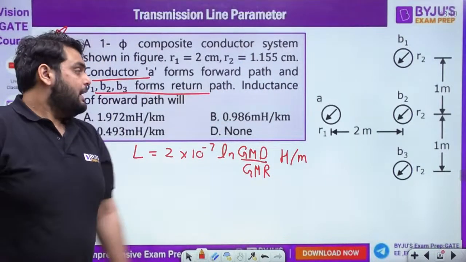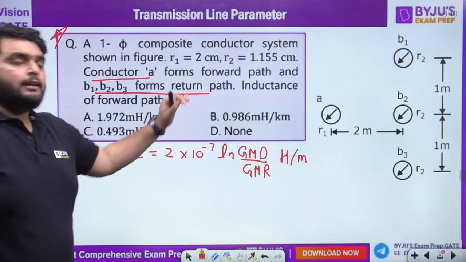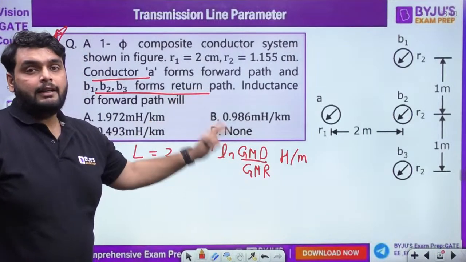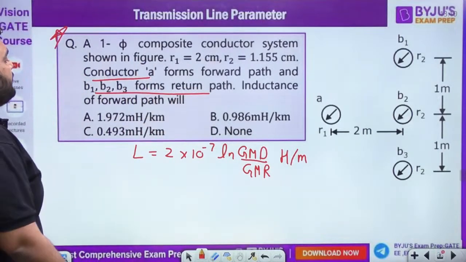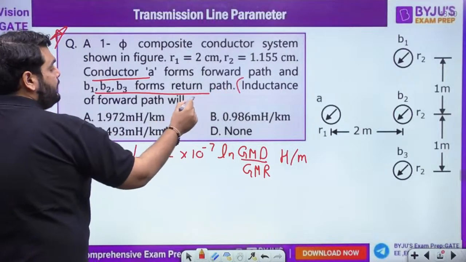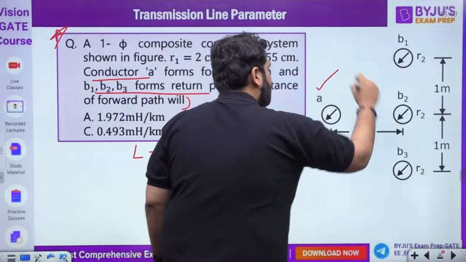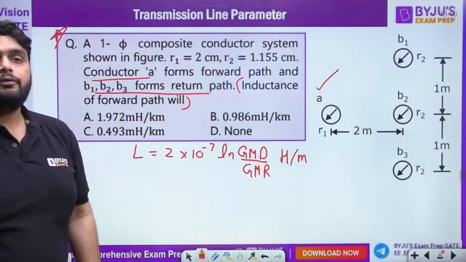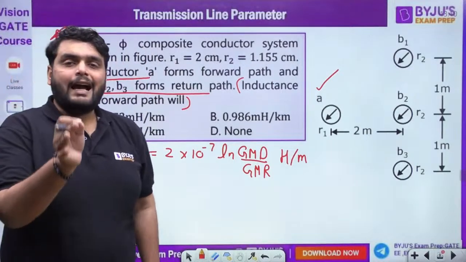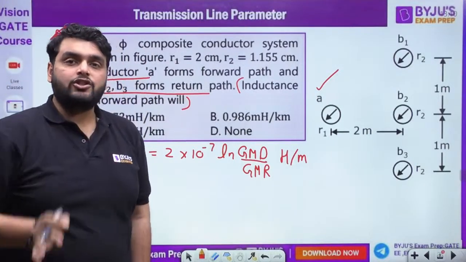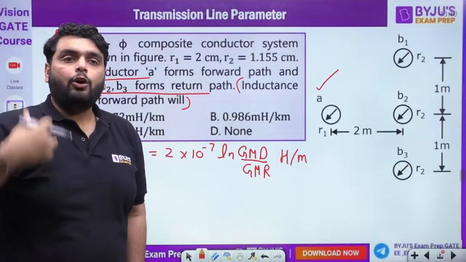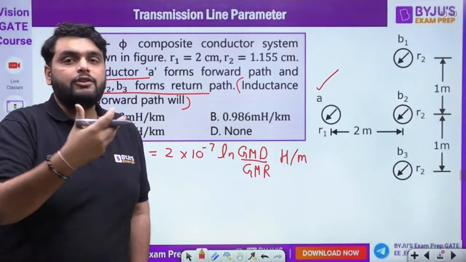Very important. ठीक है, अब देखो इसको फाइंड करने के लिए we need to find out GMD and GMR. But read the question carefully. They are saying we need to find out the inductance of the forward path only. It means the inductance because of conductor A only. It means I need to find out GMD and GMR of A only. We don't need to find out GMD for B or GMR for B.